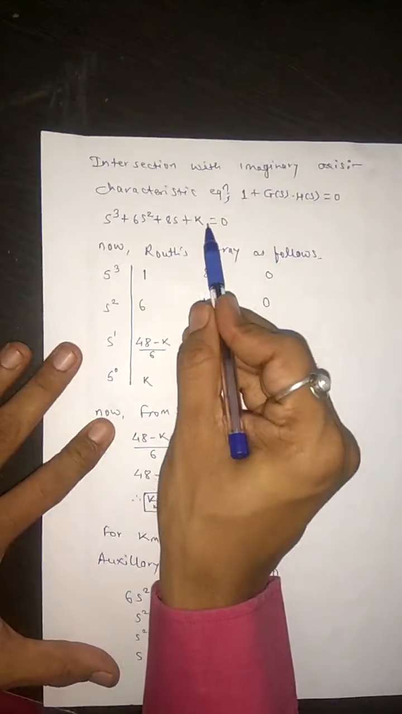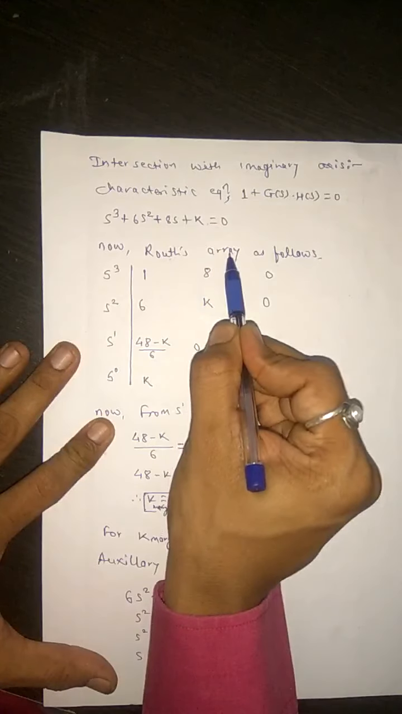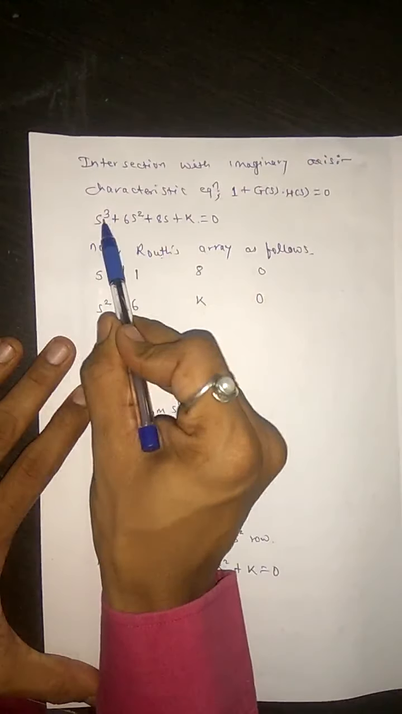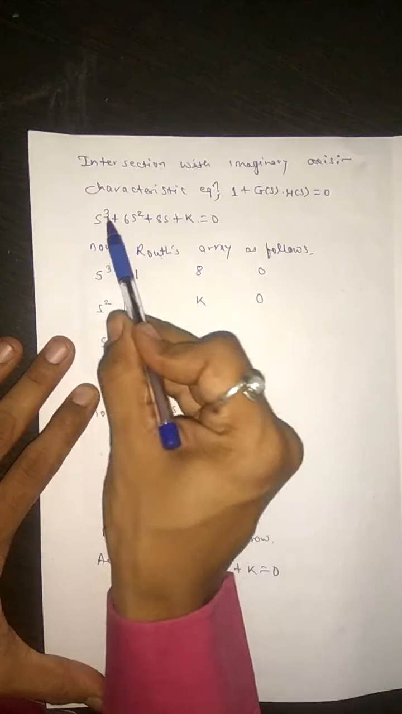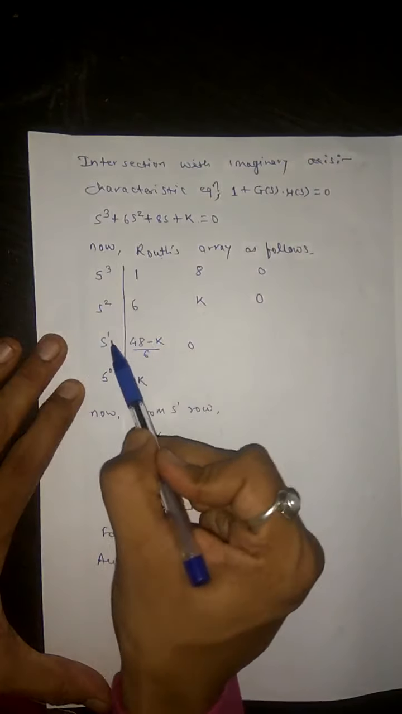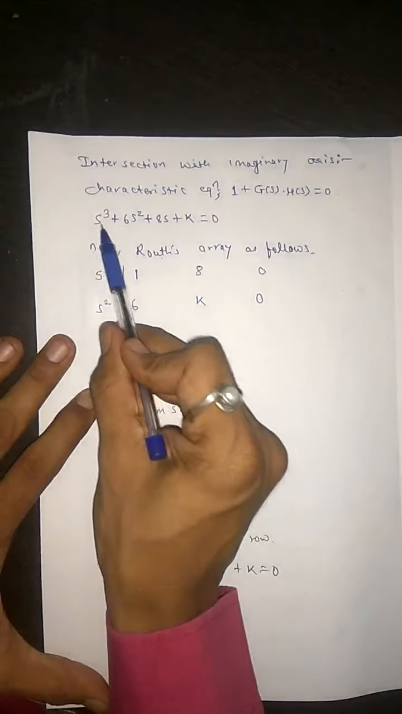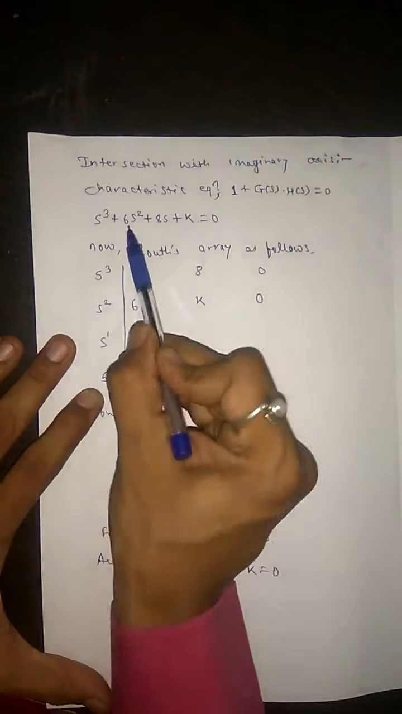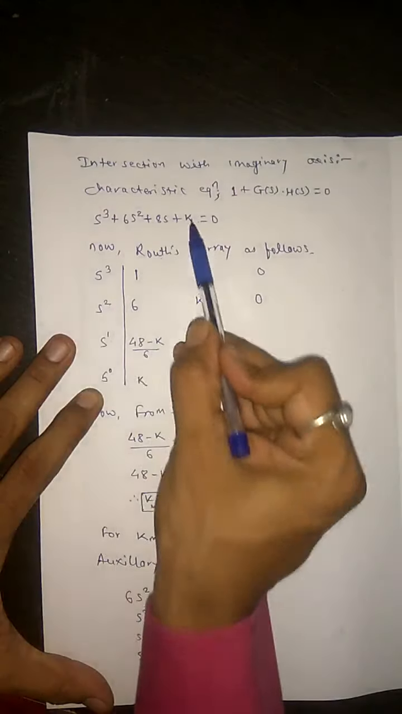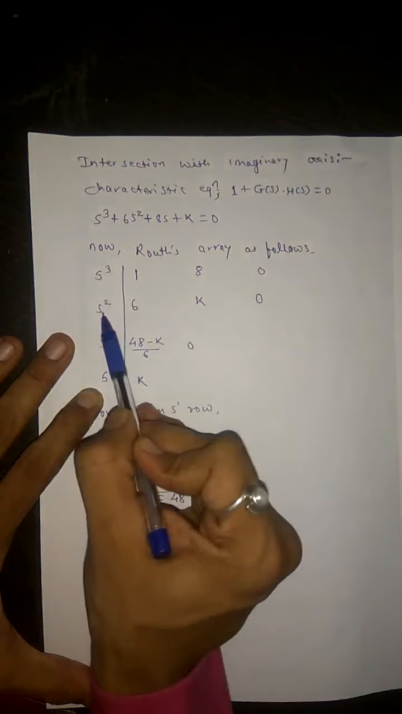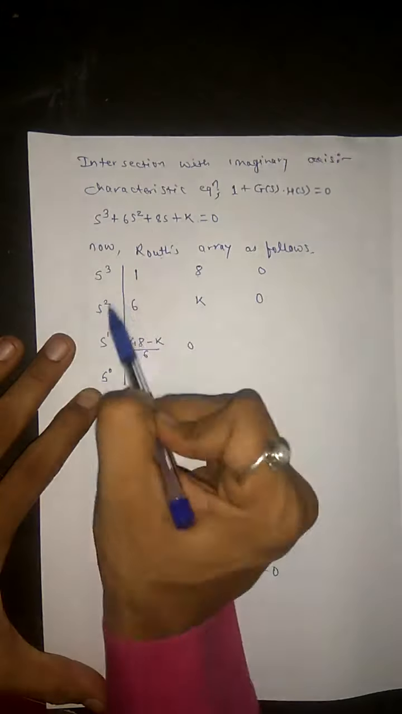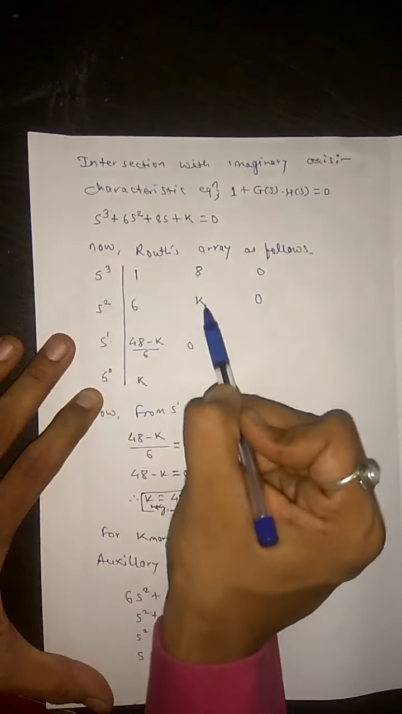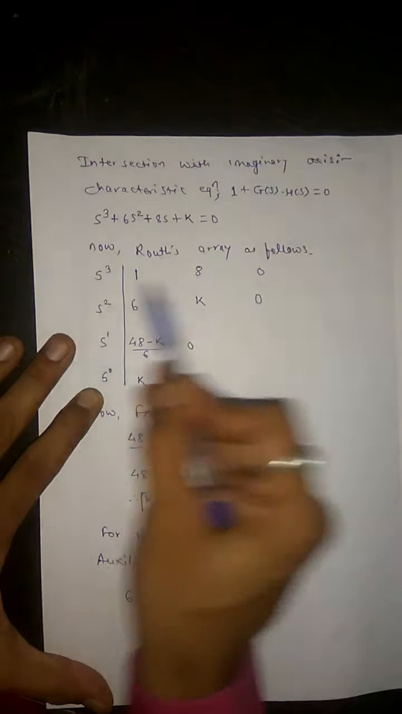Then for this equation, make the Routh array. What is the Routh array? Check your equation in complete form, that is s cube, s square, single s and constant. So I have written s cube, s square, s raised to 1 and s raised to 0. Then write down the coefficients, taking alternate ones. Like for s cube, 1, then leave this term and write 8, leave this term, then 0. Then for s square, the coefficient of s square is 6, so 6, leave this term, then write k, then 0. This is the second row.